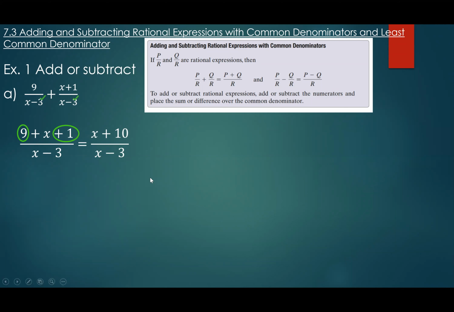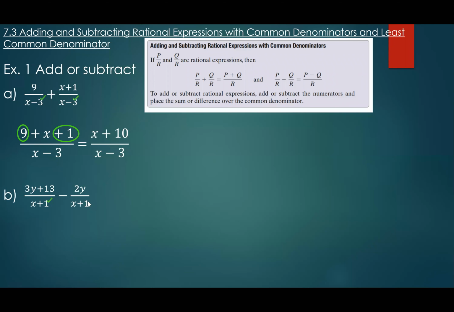And you probably say, well, what is so hard about that? Well, nothing, right? 7.3 is not hard. We try to set you up for 7.4. So if you look at this item too, same thing, right? Our operation is subtraction. In order for us to subtract, we look at the denominators, x plus 1 and x plus 1. They are the same.